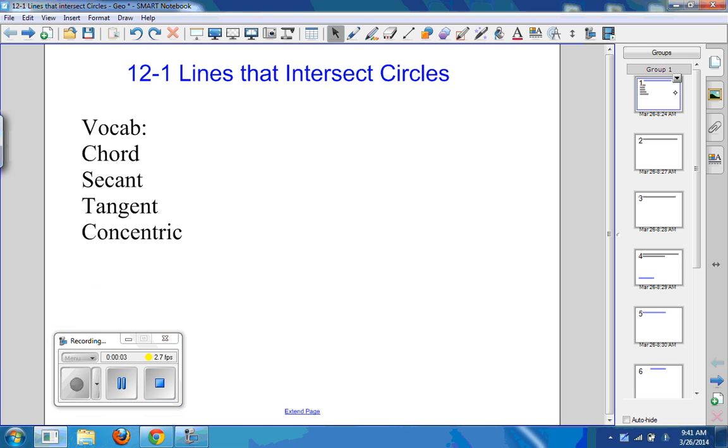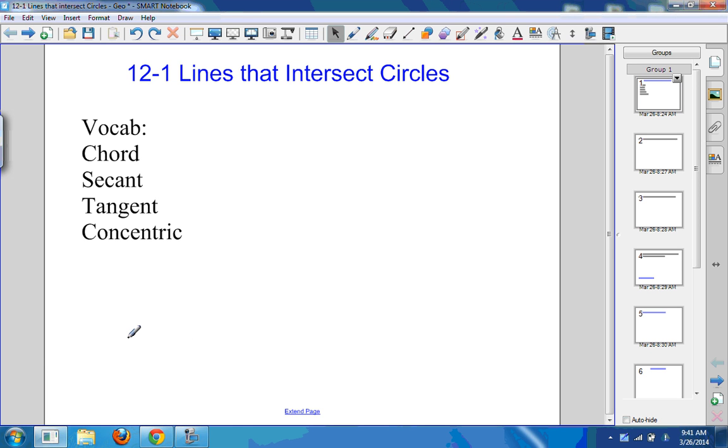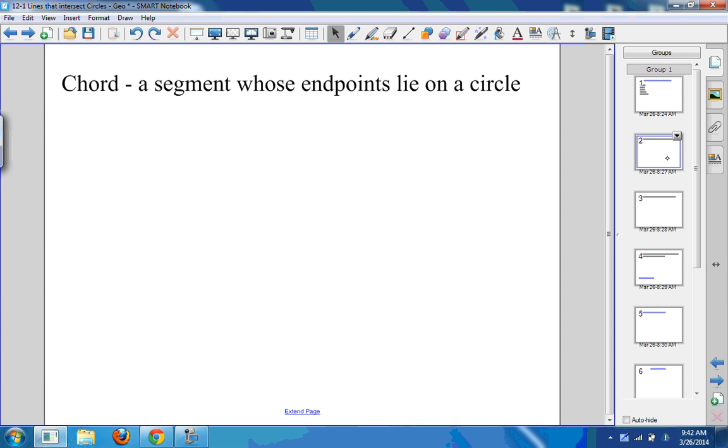All right, good morning. Today we're going to look at lines that intersect circles. So here's some vocab that we are going to learn today. Maybe you already know a couple or have seen a couple before. We have chord, secant, tangent, and concentric. We're going to go through those one by one really quickly so you can get to know them.